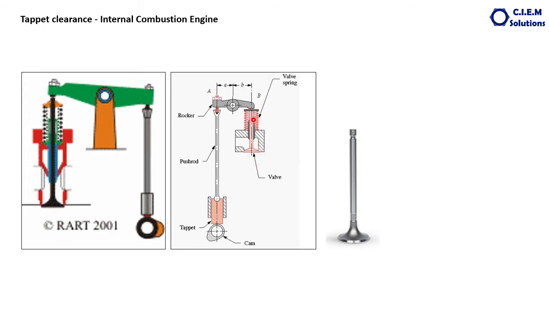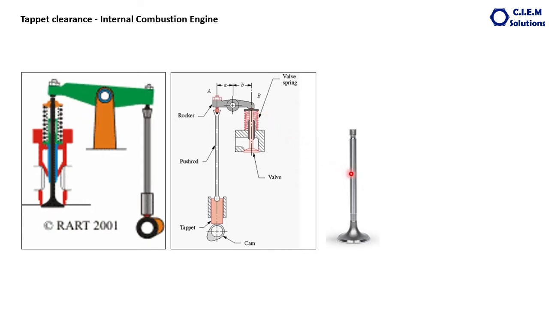So when it expands, if there is no gap here, it goes and touches the rocker lever, creating so many issues which I will be explaining in a few minutes. So to take care of the expansion, we have to maintain a certain amount of clearance. That clearance is called the valve lash or tappet clearance.